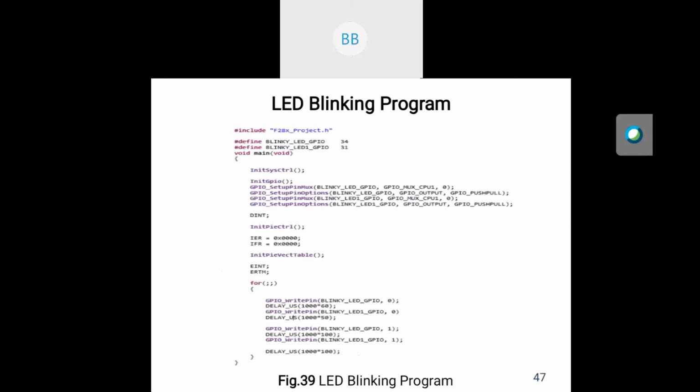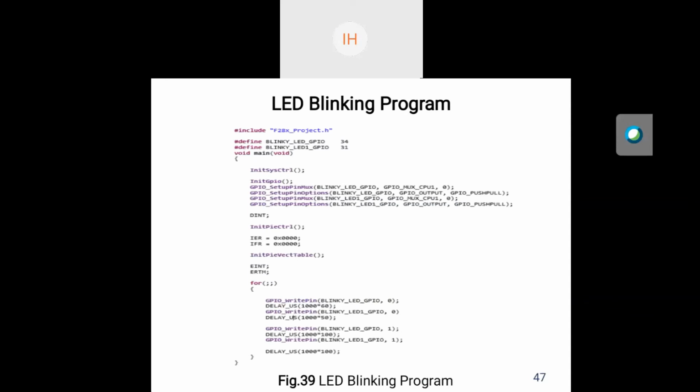So there are 3 LEDs in this DSP board. Among the 3 LEDs, two are controllable. These 2 LEDs are D9 and D10. D9 LED is connected to the GPIO pin 31, and D10 LED is connected to the GPIO pin 34.